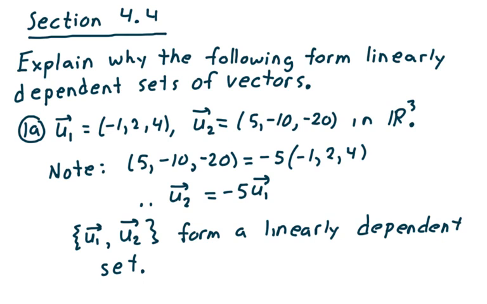And so notice, u2 is a scalar multiple of u1. And so therefore the set containing vectors u1 and u2 form a linearly dependent set.